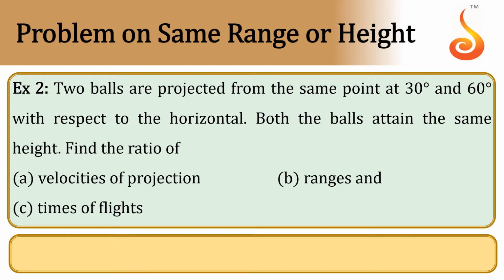Problem on same range or height. Example 2. Two balls are projected from the same point at 30 degrees and 60 degrees with respect to the horizontal. Both the balls attain the same height. Find the ratio of velocities of projection, ranges and times of flight.